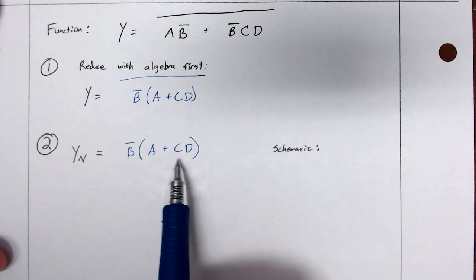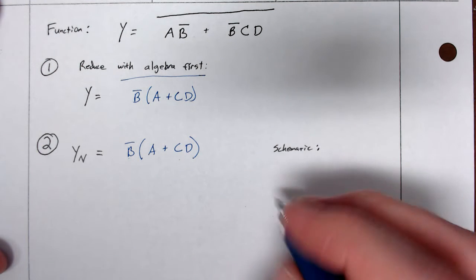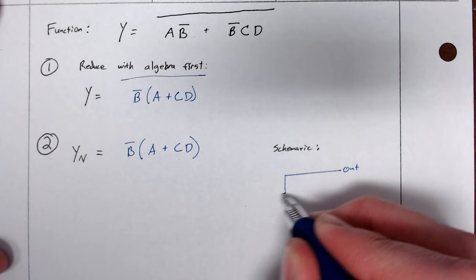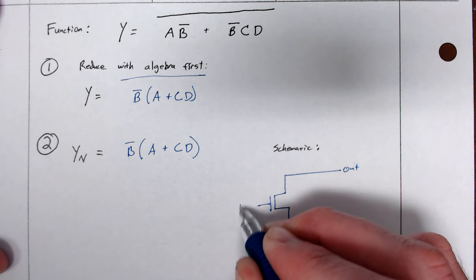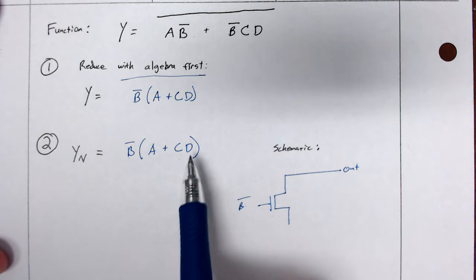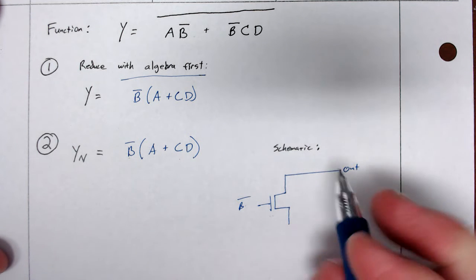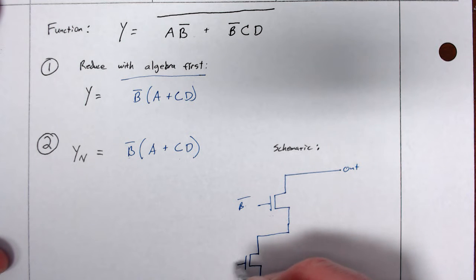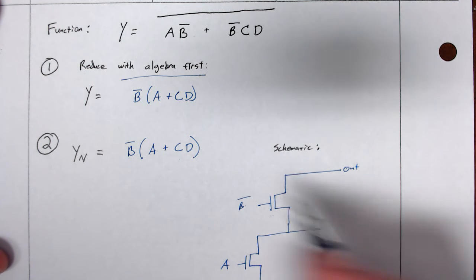This is B bar in series with a group of stuff, so this will be out. B bar in series with a group that is something in parallel with something else. This is A in parallel with CD. We'll go like this. This is A parallel with C and D.